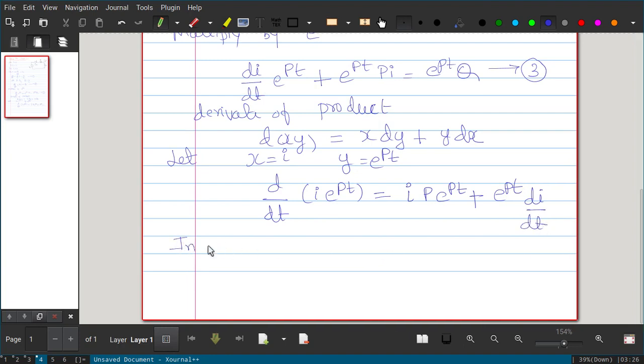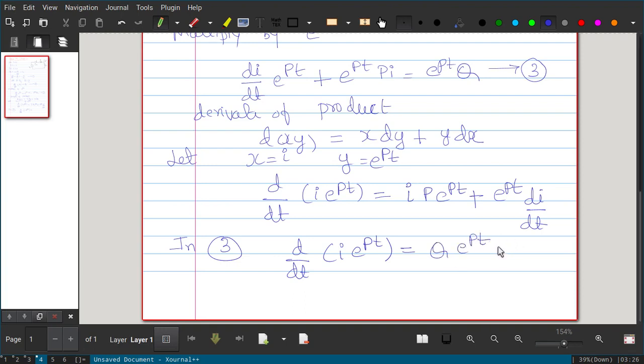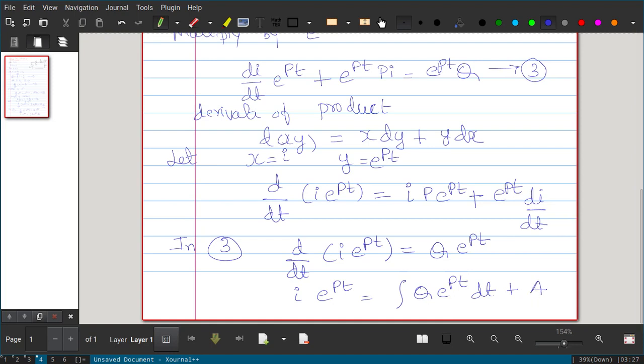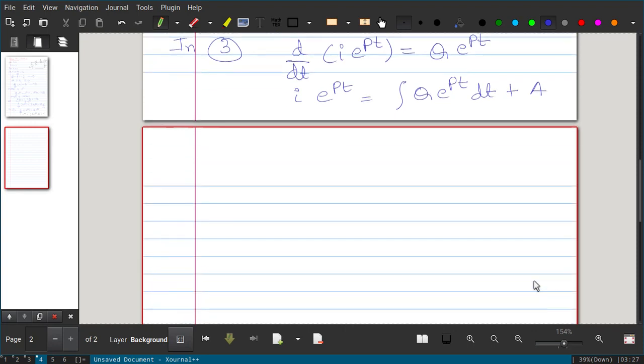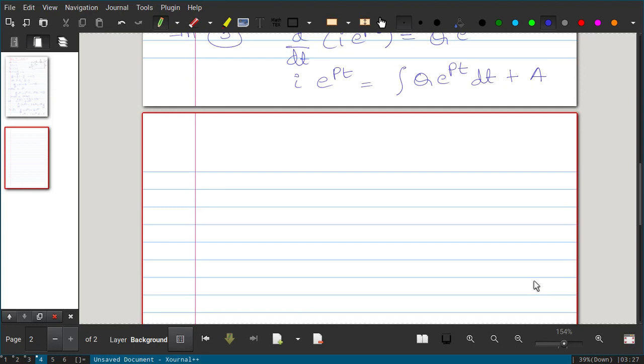So in equation 3, the left hand side is nothing but d by dt of i into e power pt. So instead of writing the earlier form, I can directly write d by dt of i into e power pt equal to q into e power pt. Now if we integrate on both sides, we get i e power pt equal to the integral of q e power pt dt plus an integration constant A.